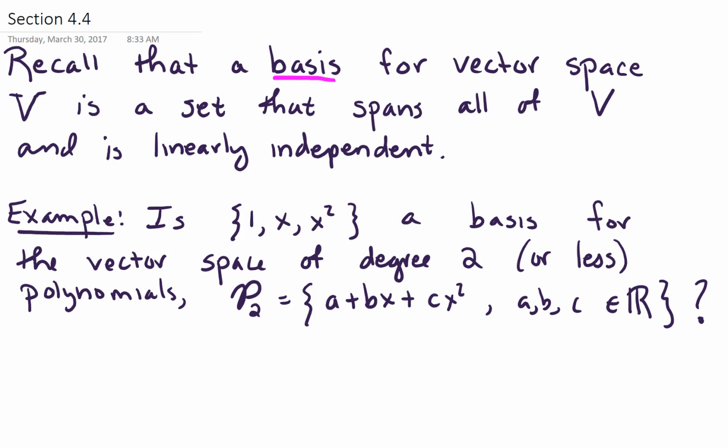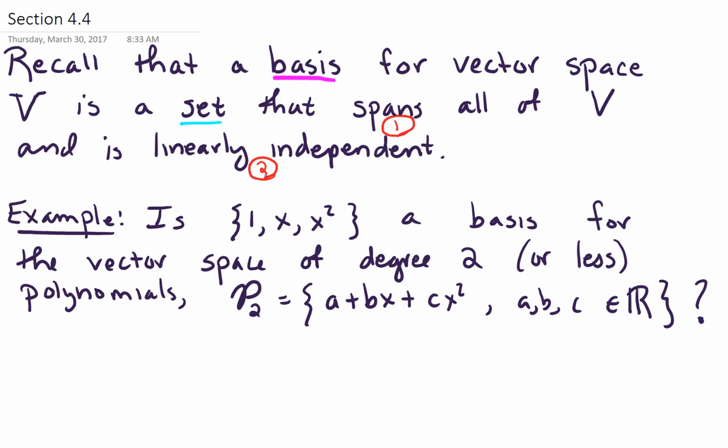Hello, in this video we're going to recall the definition of a basis and look at several examples. So recall that a basis for a vector space V is a set, and that's very important, is a set that spans all of V, so that's important, spans all of V, and is linearly independent. And in general, those are the two conditions that we need to check.